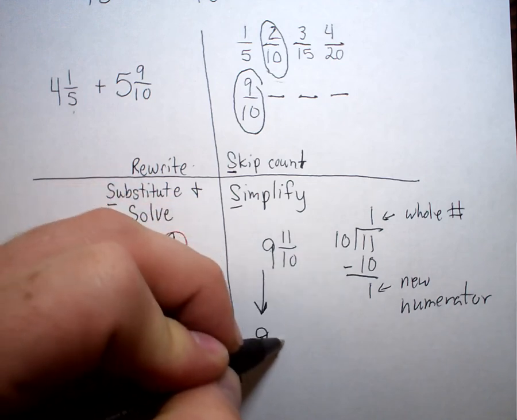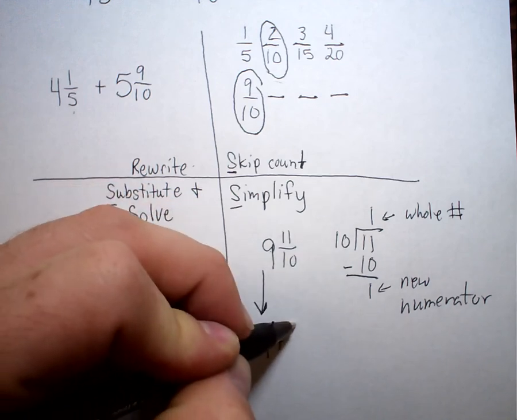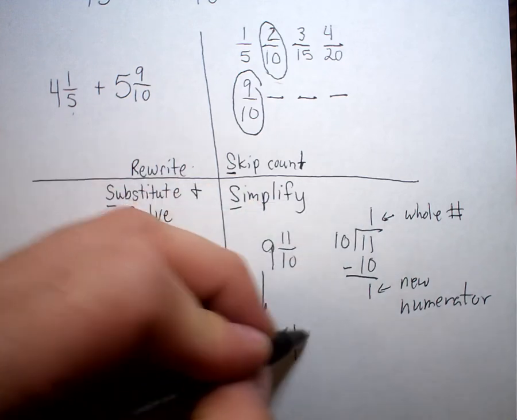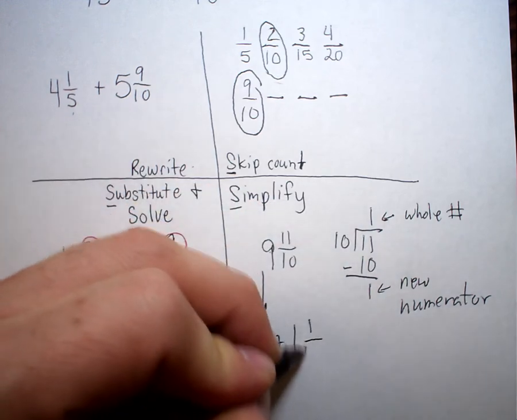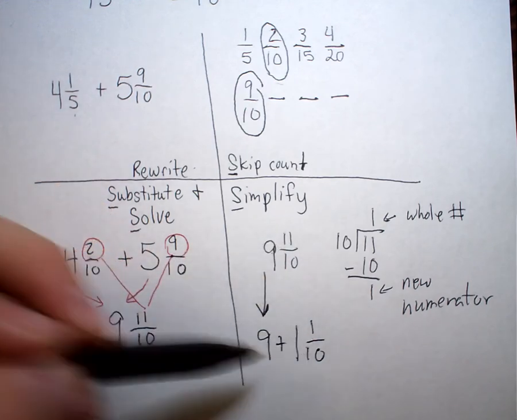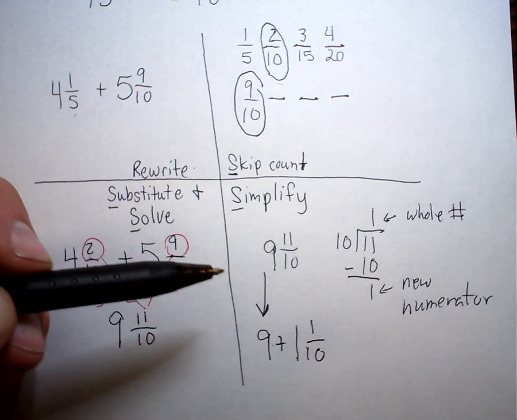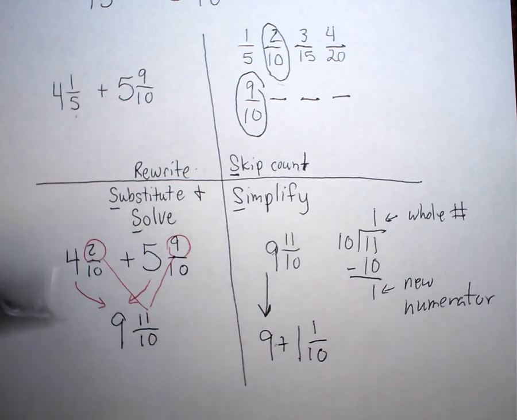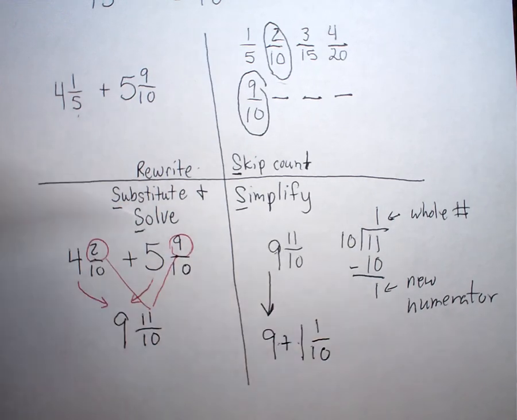11/10 becomes, I'm going to add plus here. You'll see why in a second. 1. 1 is the whole number. And the new numerator is also 1 over 10. The denominator stays the same. So 11/10 is equivalent to 1 and 1/10. I added the plus sign because I need to add these two whole numbers together. You can't forget about the 9, but now there's a new whole number that came from the improper fraction.